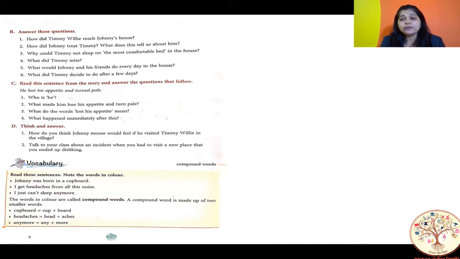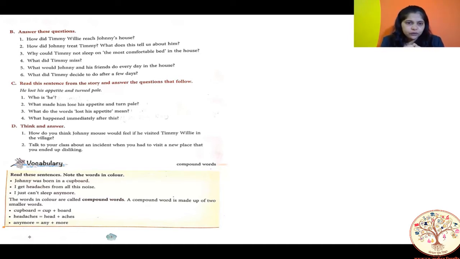What do you mean by vocabulary? Vocabulary mein here we can see is the compound words. Compound words kya hote hain? Aapne pehle kabhi padhe hain? Nikita ma'am ne aapko padhaya hai? Okay, ek bar revision kar lete hain. Theek hai, compound words wo hote hain jab hum kisi do words ko milate hain, one word, another word, jod denge to kya ban jayega? It will become compound word.